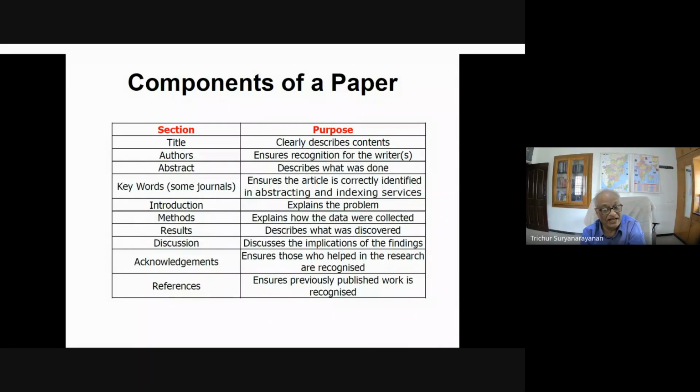What is the function of introduction? It explains the problem that you have dealt with. The methods clearly explain how the data were collected. The results, the function of the results is to describe what was discovered. And the discussion justifies, that is, it discusses the implications of the findings, the importance of the findings, and what is existing knowledge on that subject, and how your paper strengthens that knowledge or contradicts that knowledge. Acknowledgement, make sure that those who helped you in the research are recognized. References, sorry, ensures that the previously published work is recognized.